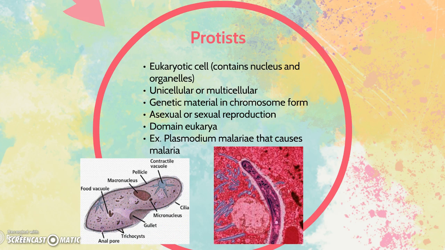An example of a unicellular protist would be Plasmodium malariae, the parasitic protozoa that causes malaria. Although both the tuberculosis bacterium and this parasitic protozoa can cause disease, the protist that causes malaria is a protist mainly because it is a eukaryotic cell.